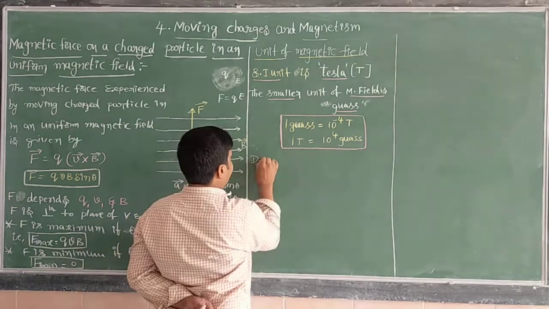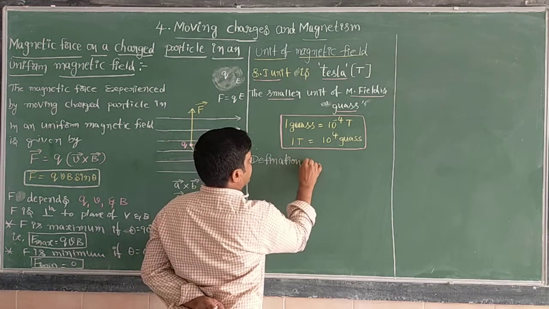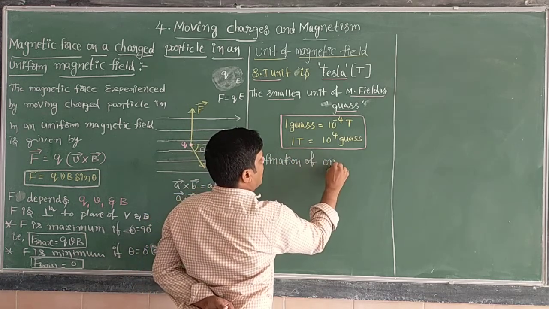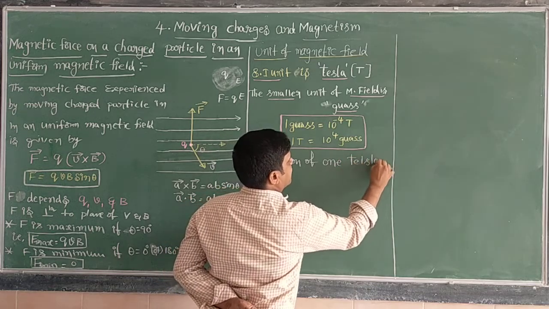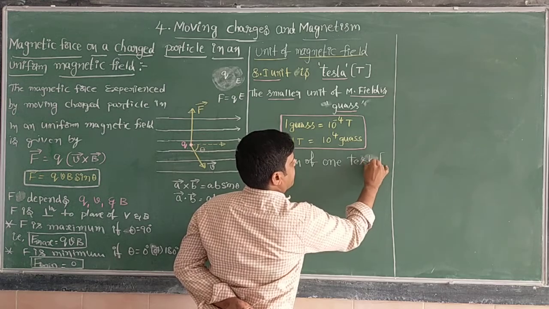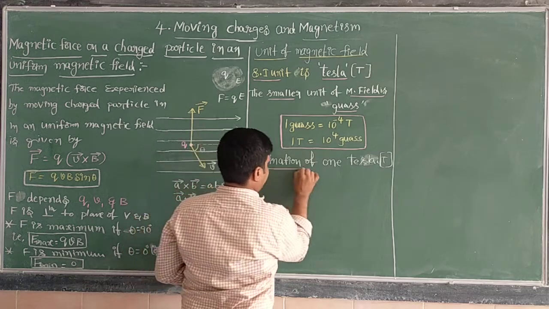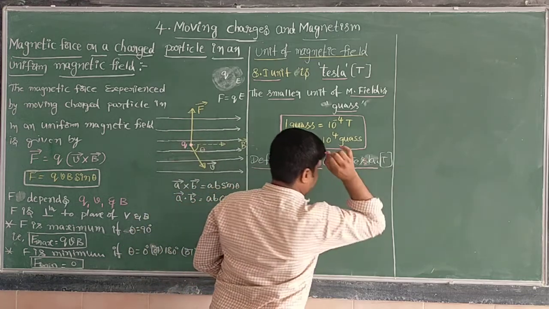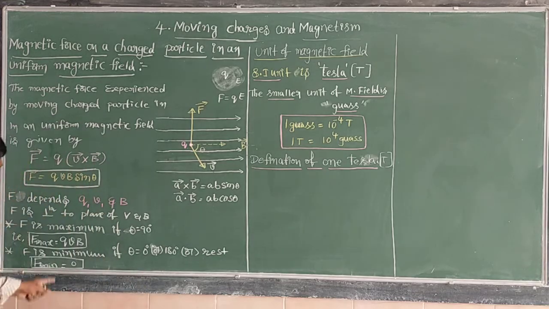So, definition of 1 Tesla. That is capital T. So when is the magnetic field said to be 1 Tesla? Here we have the formula.